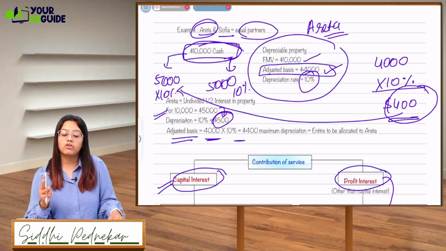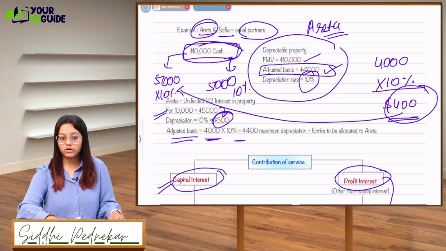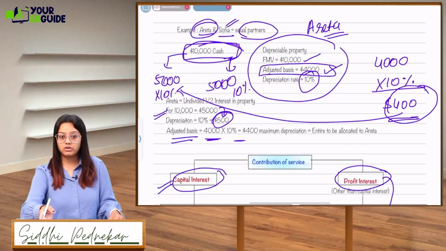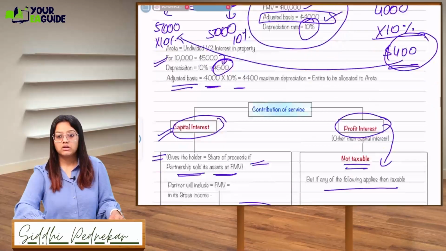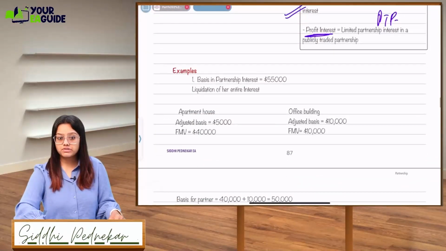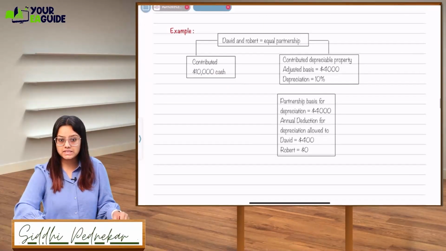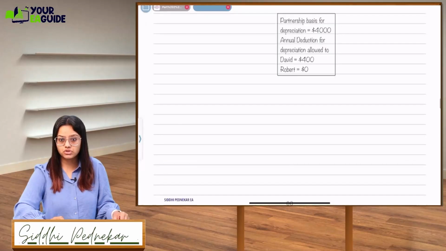So the whole $400 will be allocated to her only. The other person, Sophia, is not contributing the property, so depreciation will not be allocated to her. Got it, guys? Contribution of service we have done. Next are examples. There will be a few back-to-back examples we'll see, and then there is cash distribution.